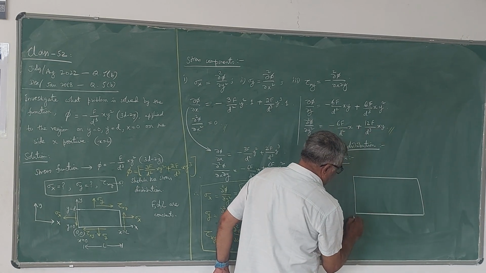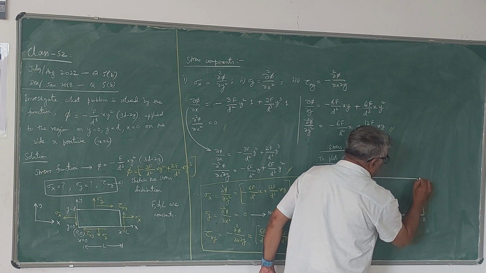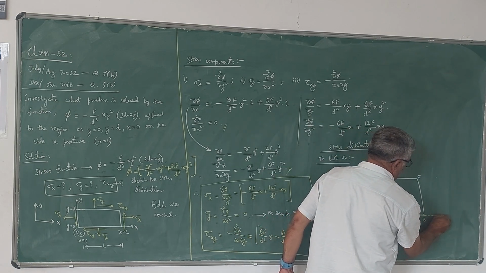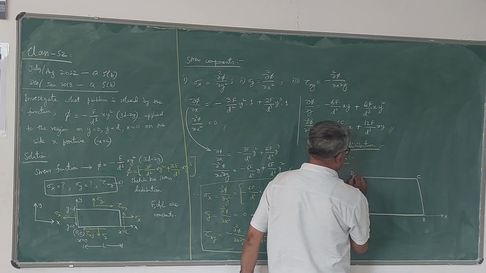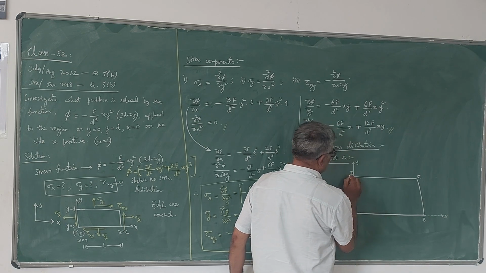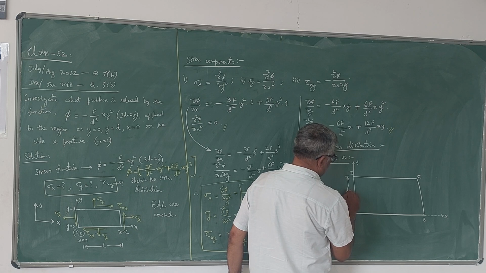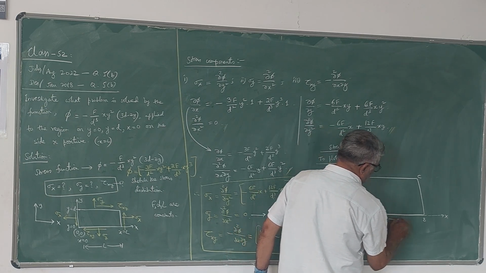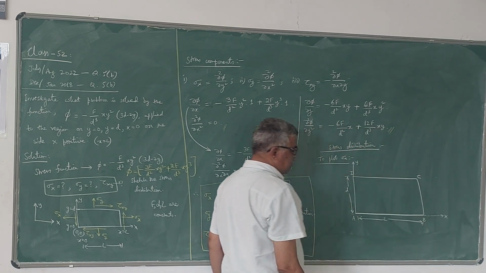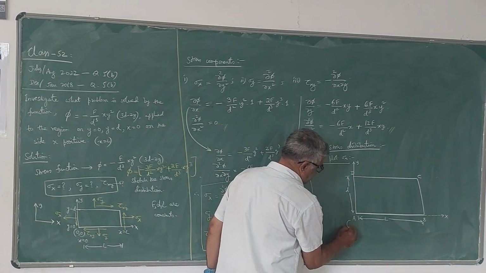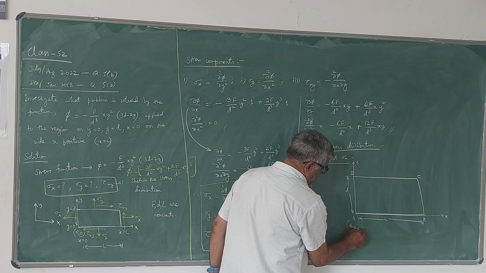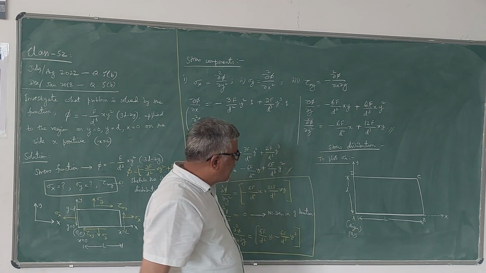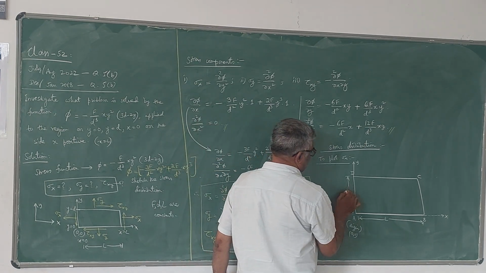So let me take these points as A, B, C, D. Now ABCD is the element. I have taken the x axis like this and the y axis like this. We know that this is D and this is H. This is your origin, 0, 0. So the coordinates of A are 0, 0: x is 0, y is 0.